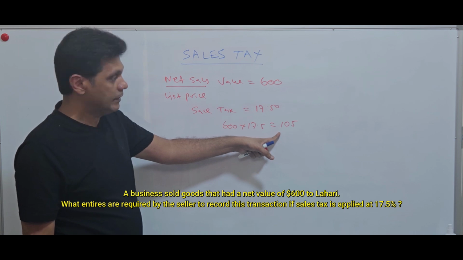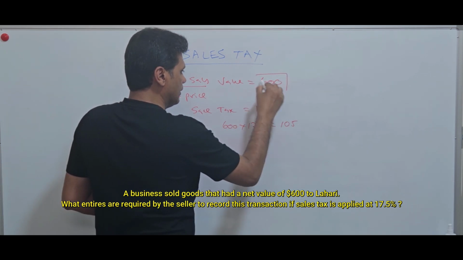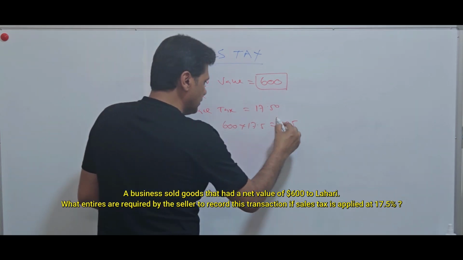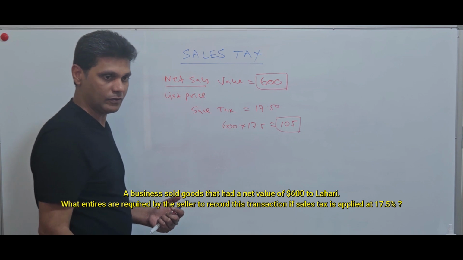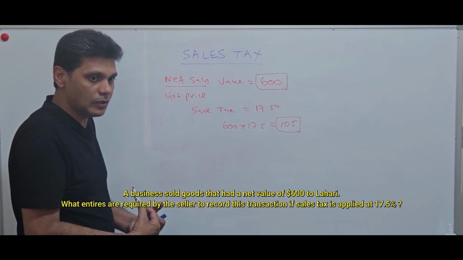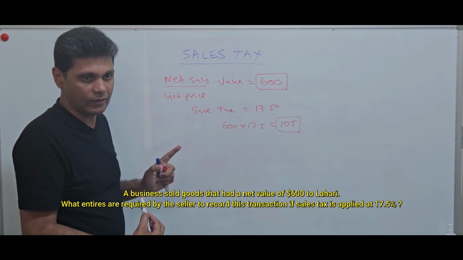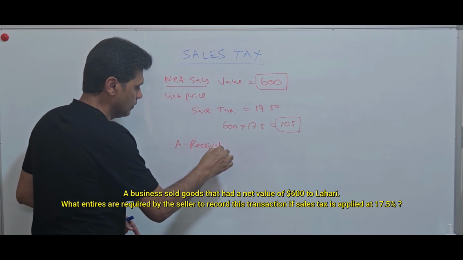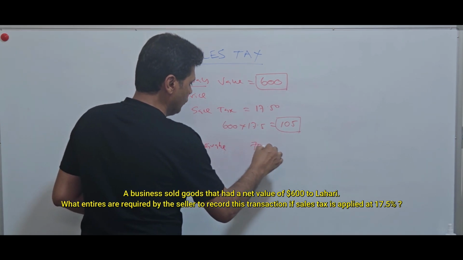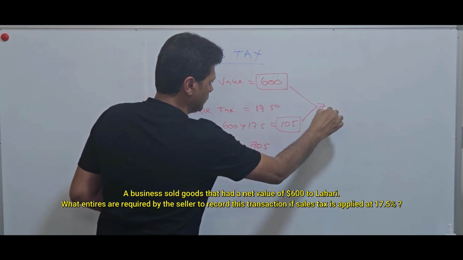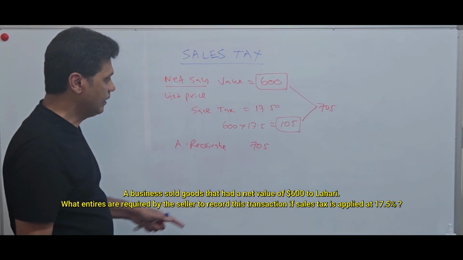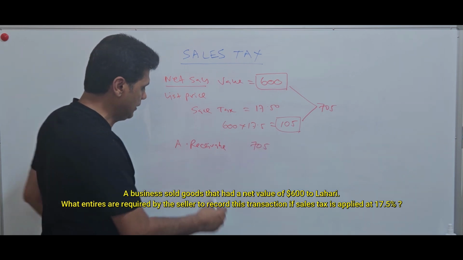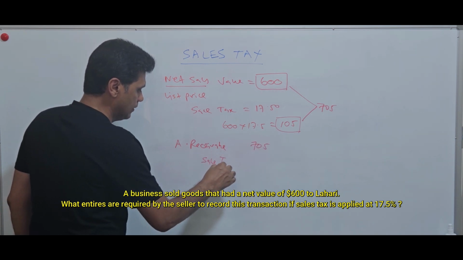600 plus 105. So the company has to collect 600 net sales, plus the VAT portion, or the sales tax portion. So the total receivable is how much? 600 plus 105. Therefore you can debit the accounts receivable account 705, the total 705. Of which 105 is payable to the tax authorities. It's a sales tax payable, right?